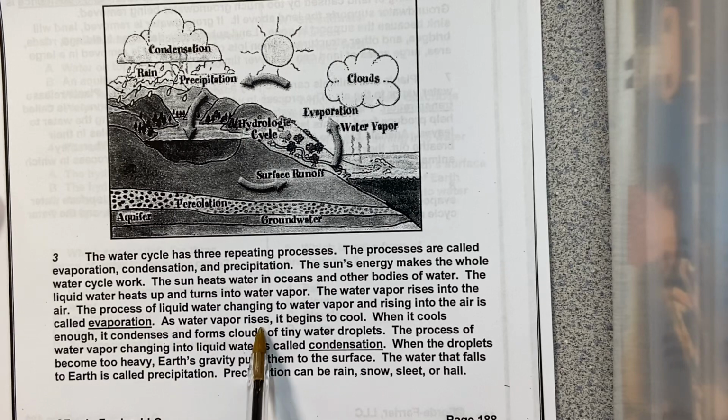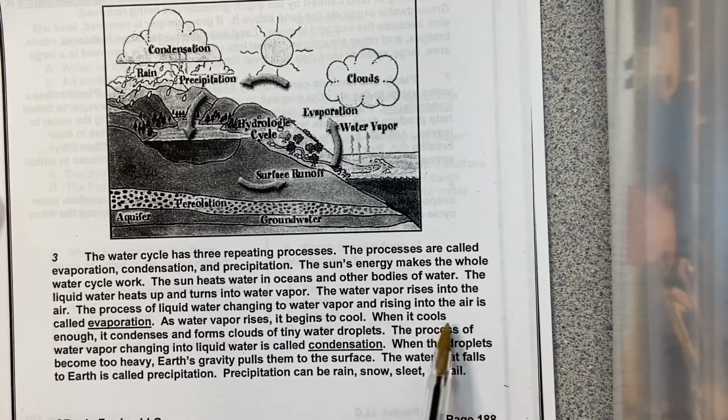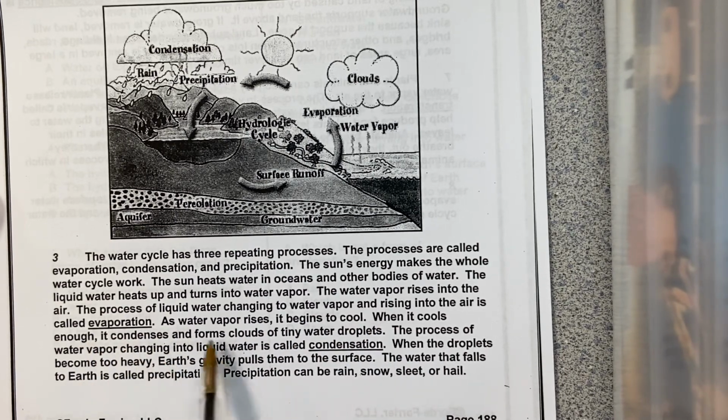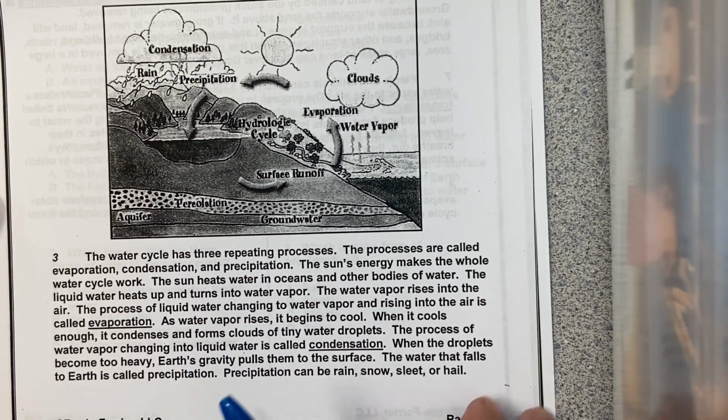As water vapor rises, it begins to cool. When it cools enough, it condenses and forms clouds of tiny water droplets. The process of water vapor changing into liquid water is called condensation. When the droplets become too heavy, Earth's gravity pulls them to the surface. The water that falls to Earth is called precipitation. Precipitation can be rain, snow, sleet, or hail.